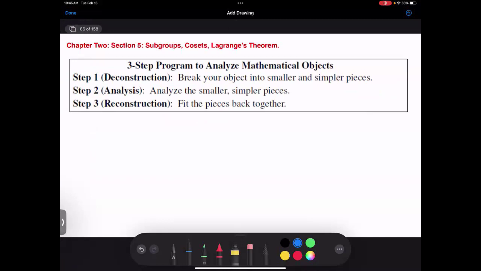And so the book has a really nice 3-step program of just really good general advice about how to analyze mathematical objects. So step 1 is deconstruction: take whatever it is that you're studying and break it into smaller, simpler pieces. Step 2 is analyze the smaller, simpler pieces. If you can't analyze them, then it does you no good to break it into them. And then step 3 is somehow put the pieces back together. I would much rather do a lot of very easy problems than one hard problem.